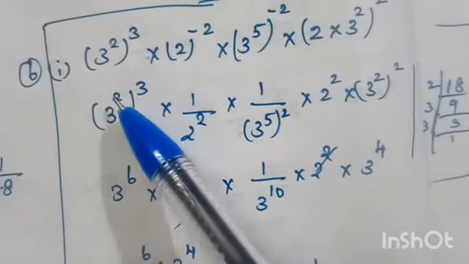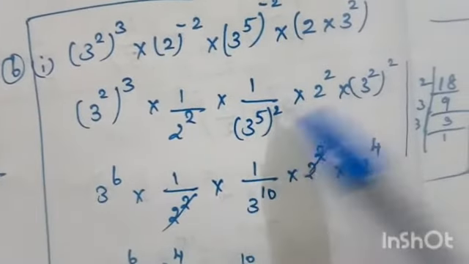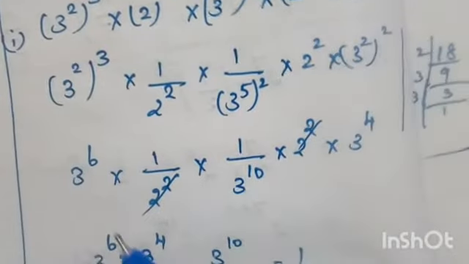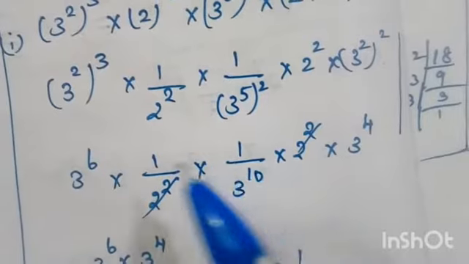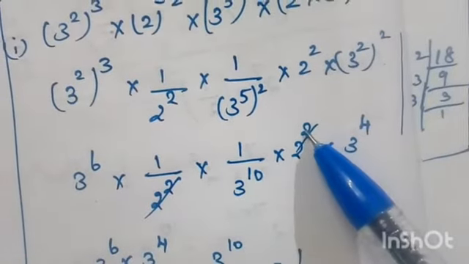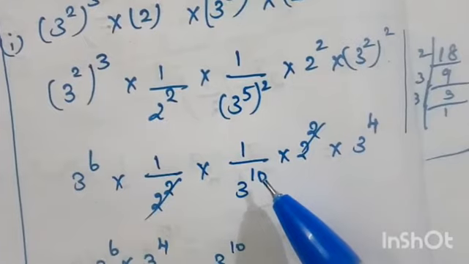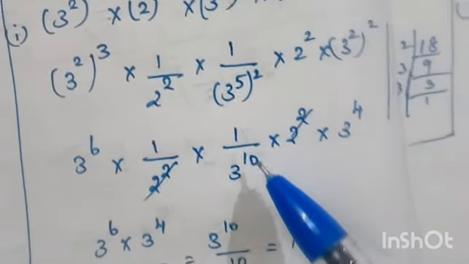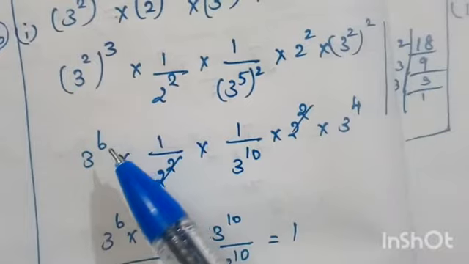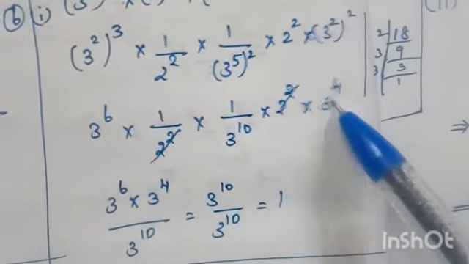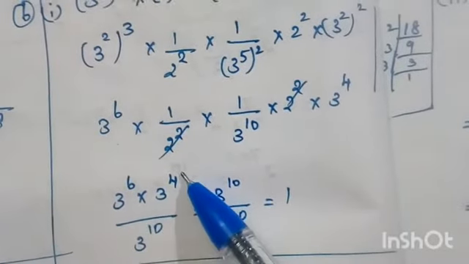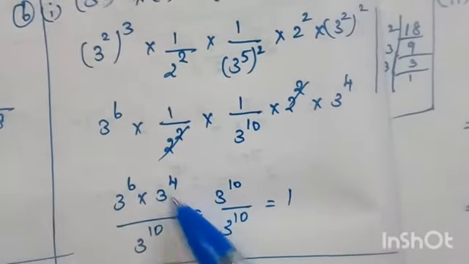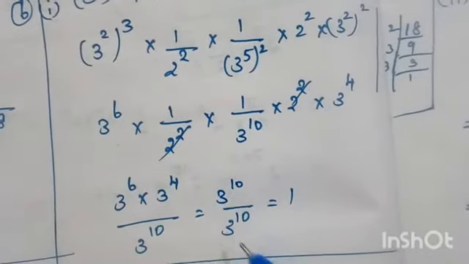For the whole power you have to multiply these two. Now you need not give any explanation, just take it as a power value. Now 2 square cancels. Now you have to add the powers. In the numerator we have 3 power 6 into 3 power 4. In the denominator we have 3 power 10. It is in the form a power m into a power n, so the bases are the same and we add the powers. So 3 power 10 by 3 power 10 is equal to 1.